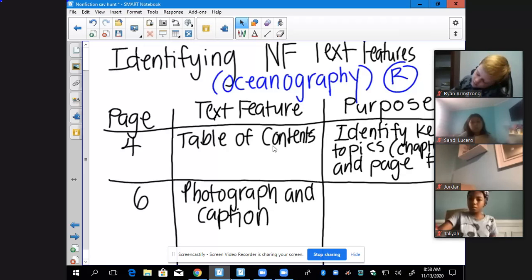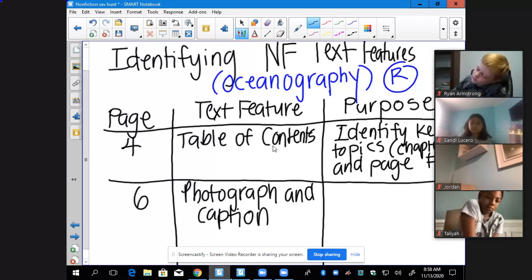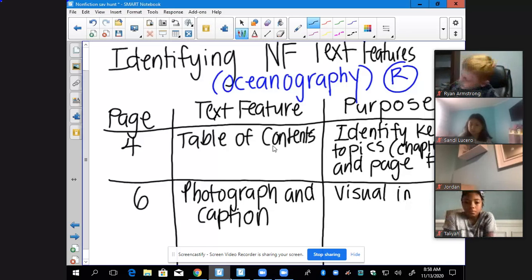So the purpose of a photograph is it gives you a visual image, okay? So it gives you a visual image.